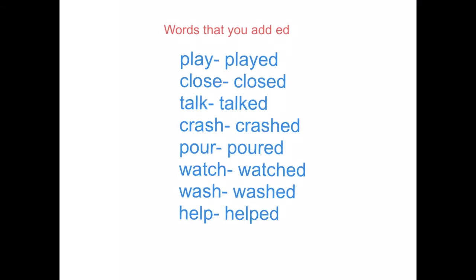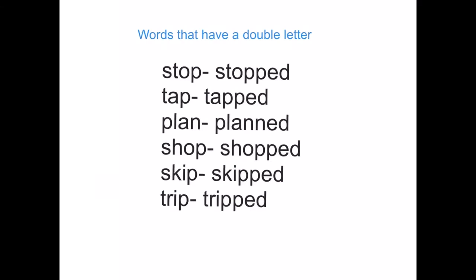Now, the trickiest part, the one we're going to talk about next, is when you actually add a double letter. A double letter basically means you're adding the same letter again. So if you have the word here, like stopped, it has a double P here. But when do we use these? Well, we're going to get to that. But let's have a look at some of these words first. We have stop becomes stopped with a double P. Tap, you add an extra P on the end, and then the ed. Plan, you put an extra N on, and then ed. Shop becomes shopped with a double P.